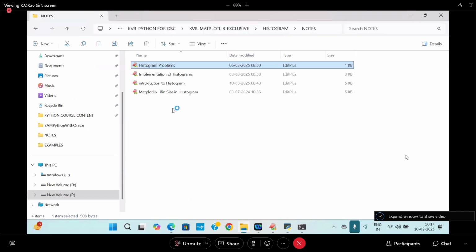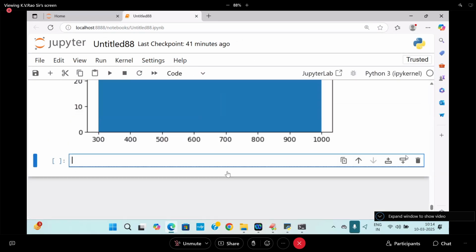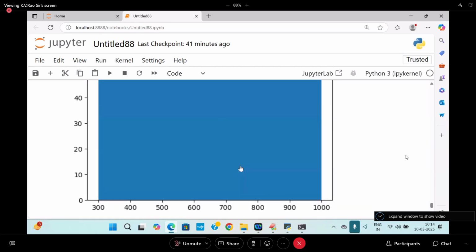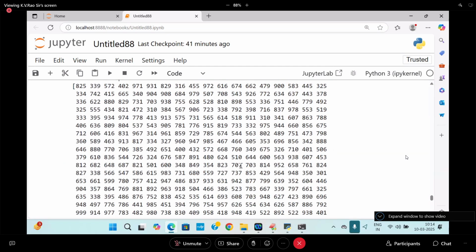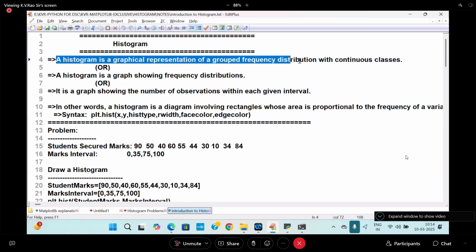So online students, I hope you are understanding. Coming to the histogram concept here. Online students, I hope it is more clear. It is not a big deal. Actually, it's a very easy diagram. Start reading all of it. Histogram is a graphical representation of grouped frequency distribution with continuous classes, and 0 to 10, 10 to 20, 20 to 30, 30 to 40, like that.